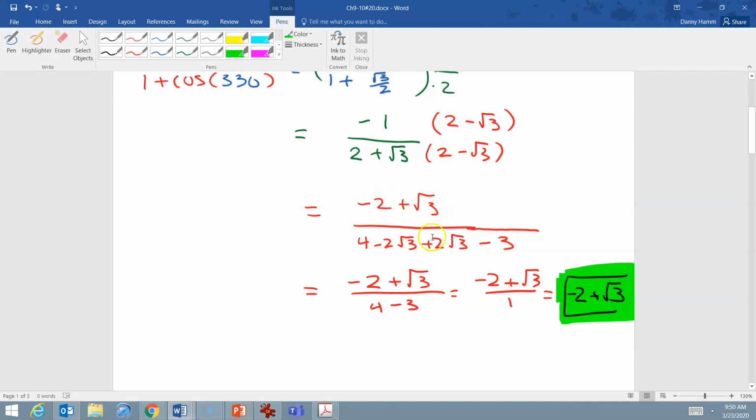We are going to have to FOIL that on the denominator, so that's going to be 4 minus 2 root 3 plus 2 root 3 minus 3. Those are going to cancel there in the middle. Then collecting like terms, we are going to end up with negative 2 plus root 3 on top, and on the bottom 4 minus 3, which is 1, and that of course reduces to negative 2 plus root 3.